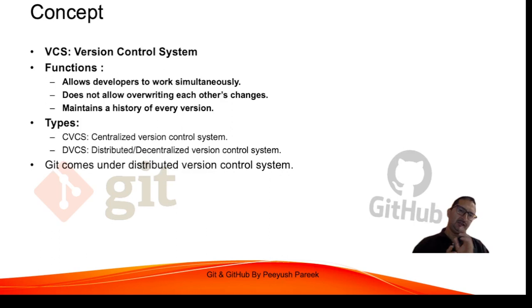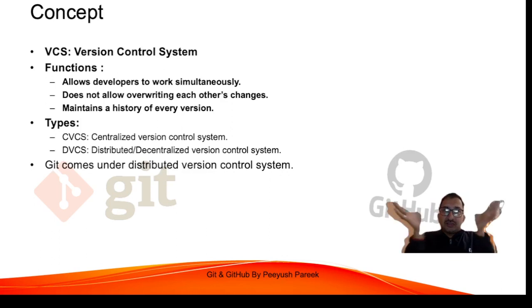So we can say that the VCS can be of two types. First, centralized. Second, distributed. Centralized means that everything is under the control of a central system or a central server. It means all the developers who are working will submit everything to the central server. So it will create a load.